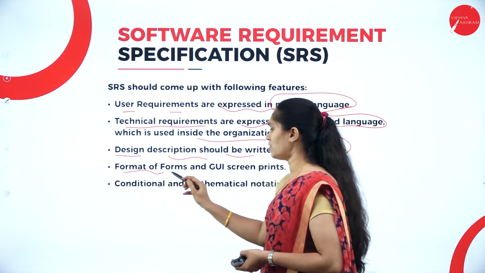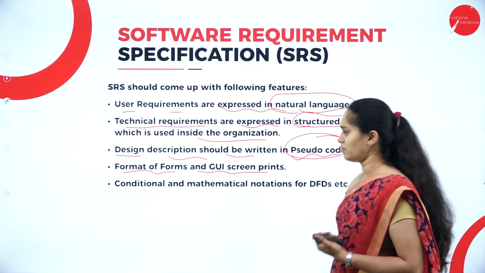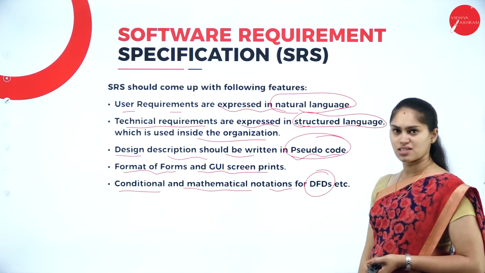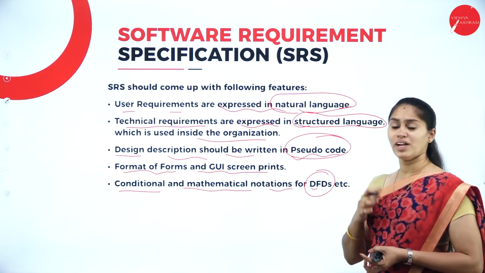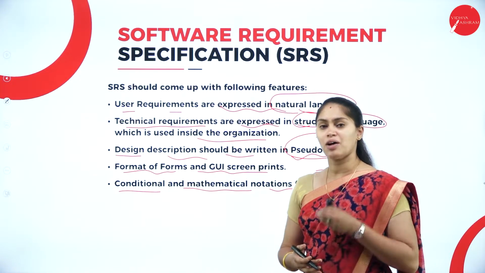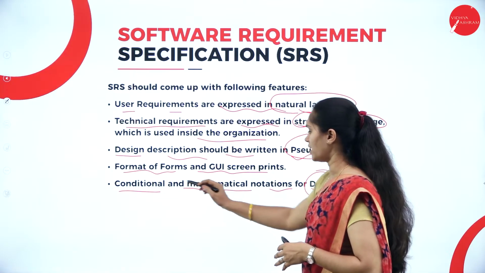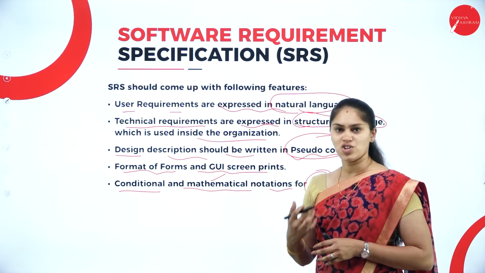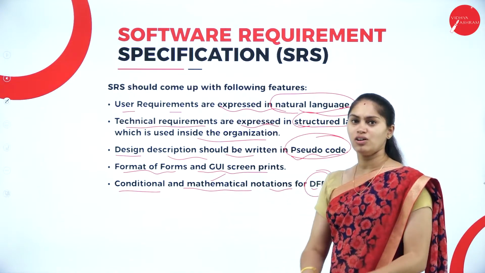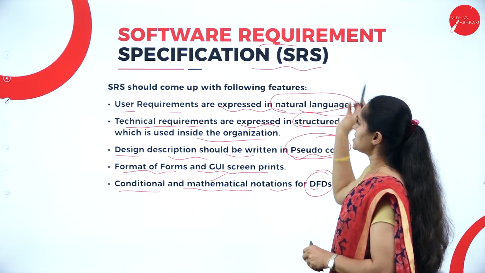And also the format of forms and GUI or screen prints. And also it must include conditional and mathematical notation for DFDs, that is data flow diagrams: how data is flowing from one object to another object, what number of modules we have, how each module should work. All those should be represented in terms of conditional and mathematical notations or symbols. So whenever we have all these as a bundle of documents, then we can call that a software requirement specification.